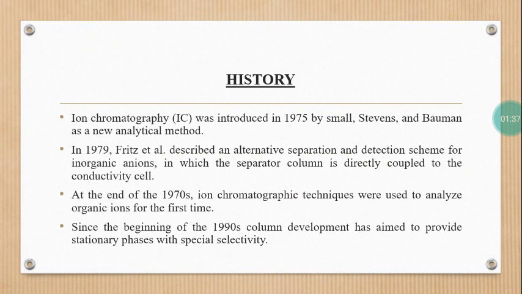History. Ion chromatography was introduced in 1975 by Small, Stevens and Bauman as a new analytical method. In 1979, Fritz described an alternative separation and detection scheme for inorganic anions in which the separator column is directly coupled to the conductivity cell. At the end of the 1970s, ion chromatographic techniques were used to analyze organic ions for the first time. Since the beginning of the 1990s, column development has aimed to provide stationary phases with special selectivity.